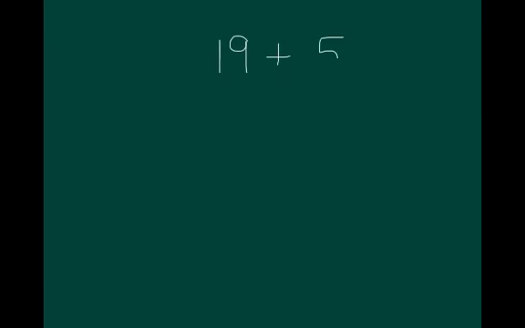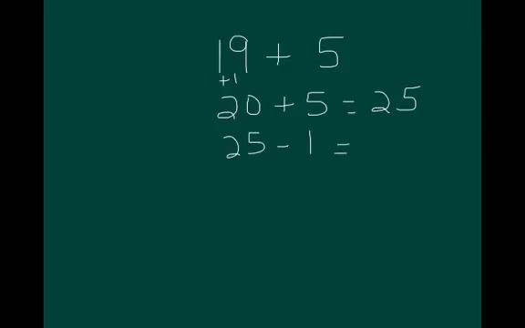A problem such as 19 plus 5. Compensation is when we make those friendlier numbers. So we could think about this as 20 plus 5 equals 25. And since we added 1 to the 19, we need to think about that as subtracting 1 because we added 1 extra to get 24.